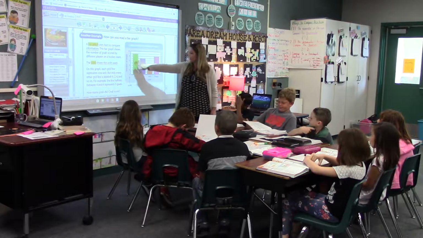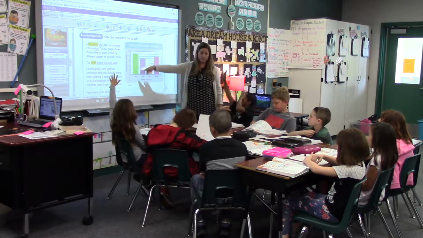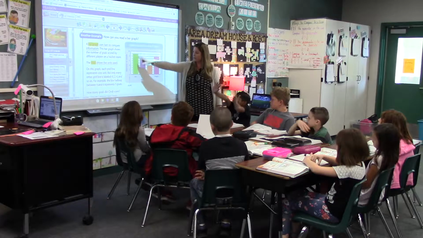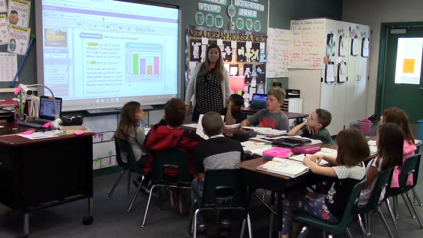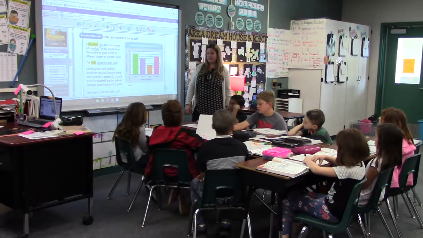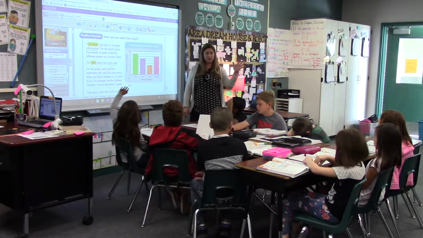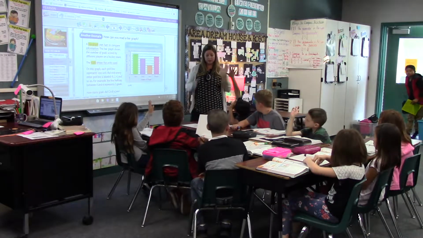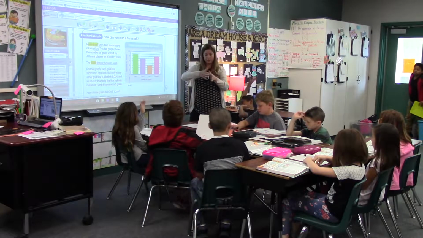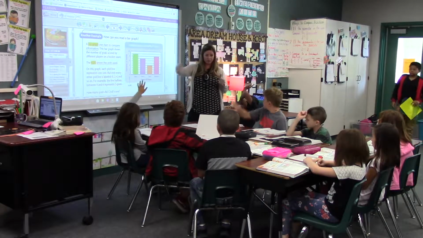Now, also on a bar graph, what do you notice about these on the side here, Russell? What do you notice about the side? We have numbers. They have numbers on that. I kind of talked about it when we were doing line plots. There's a starting number and end number. What do we call that? Anybody know what that was called?